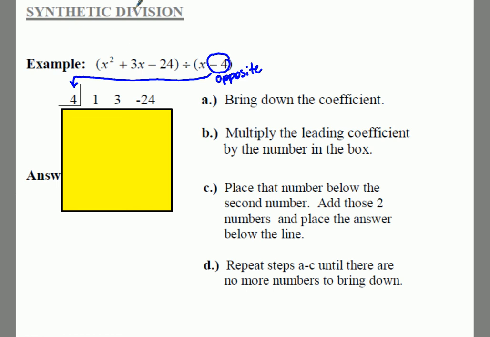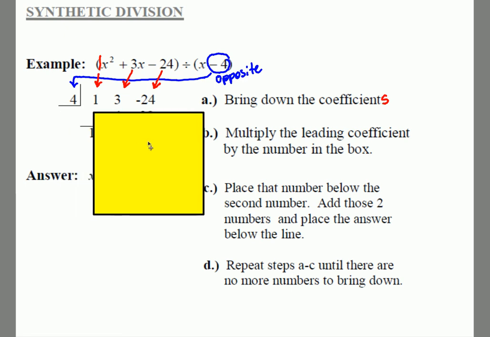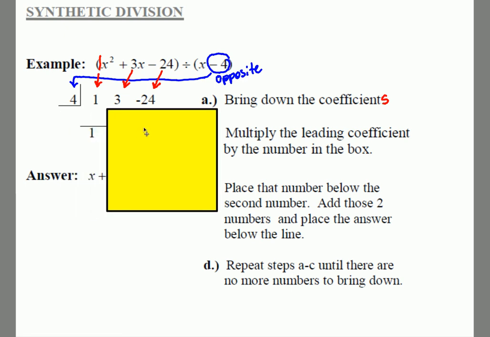Now the 1, 3, and -24, those are just the coefficients of your dividend. So you bring the 1 down, you bring the 3 down, bring the -24. So you bring down the coefficients. The next thing you have to do is you're actually going to bring down your first number. So you always bring down the first number.